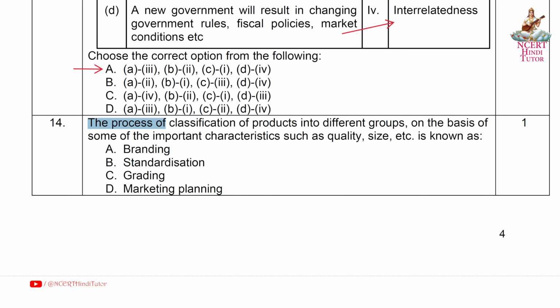Question 14. The process of classification of products into different groups on the basis of some of the important characteristics such as quality, size, etc. is known as. Answer C. Grading.